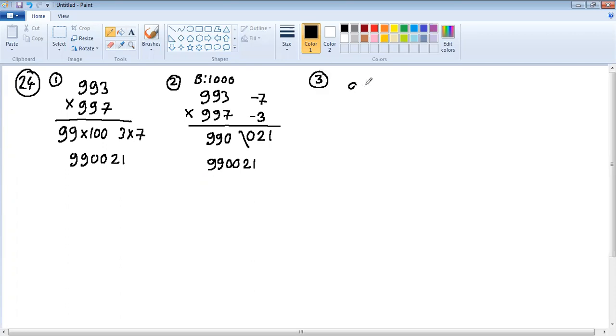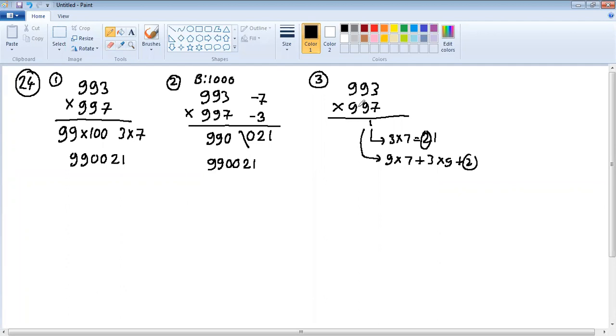Third, you can always use crisscross. Crisscross will take time, but you can use it. I'll write the steps so that you are clear that it works. 3 into 7 is 21, carry 2. Next, 9 into 7 plus 3 into 9 plus carry 2. 9 into 7 is 63 plus 3 into 9 is 27. This gives you 92. So the answer is 2, carry 9.